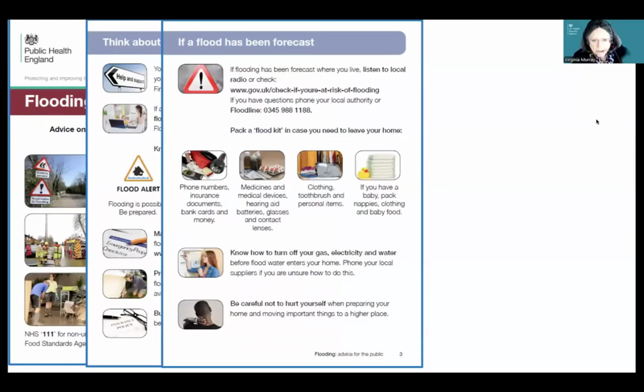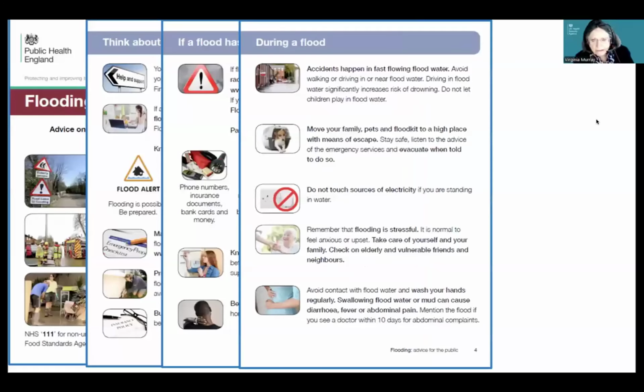And then you need to think about listening for floods and what you need to take in a flood kit. So we need phone numbers, insurance documents, bank cards, money. But one of the things people often forget are the medicines and medical devices that people need. Clothing, toothbrushes, and personal items, those are easier to replace, as are baby equipment. But you also need to think about turning off your gas, your electricity, your water, so things don't rack up when you leave your home.